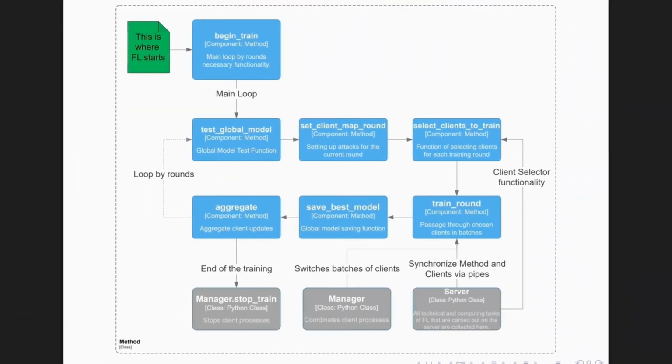Let's move on to this pipeline. The begin train loop iterates over rounds. In this loop, we test the global model, select clients, determine each client's type, and start training. After training, the pipeline validates the received updates and aggregates them into the global model. At the end of the training, the manager stops the training by sending a signal to the clients.